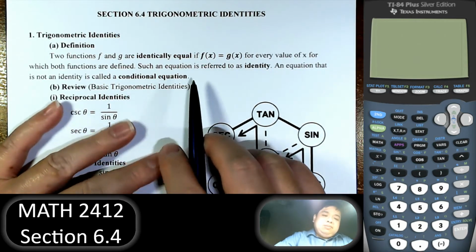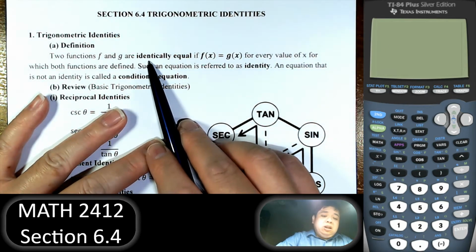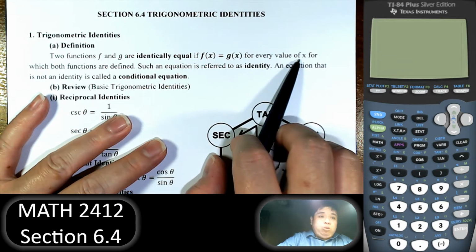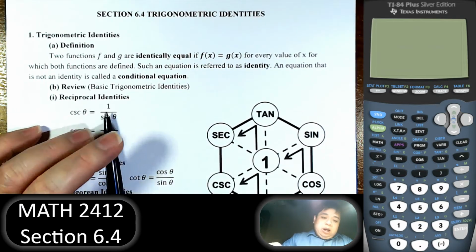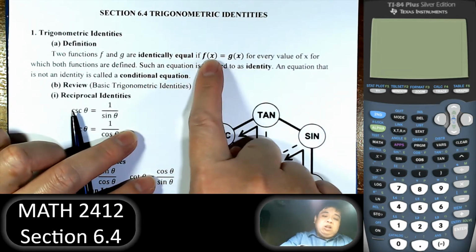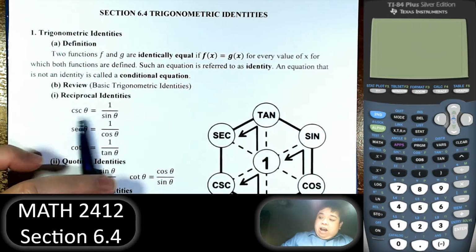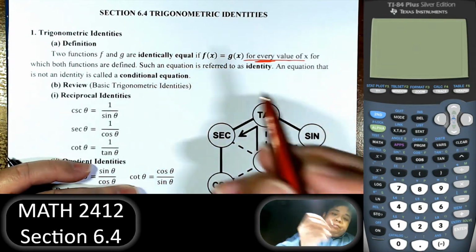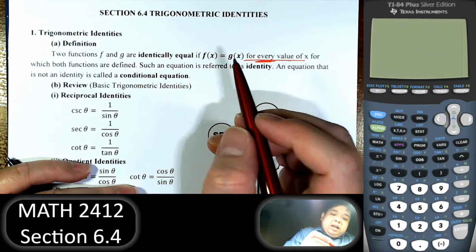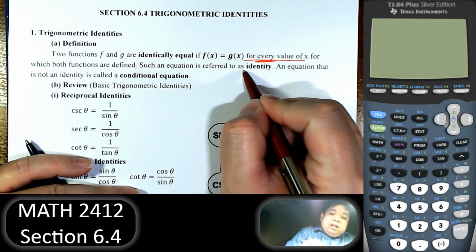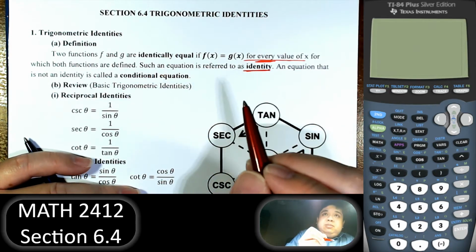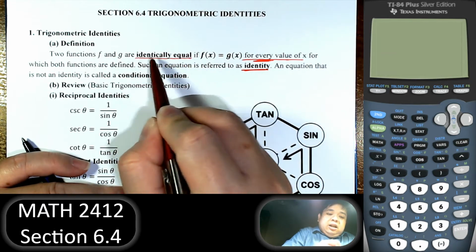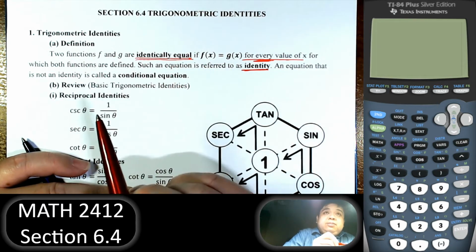So an identity is an equation that is true for every value of the variable. For example, we have this equation f of x equal to g of x for every value of x. In this case, we say that the equation is an identity, or we say that they are identically equal to each other.